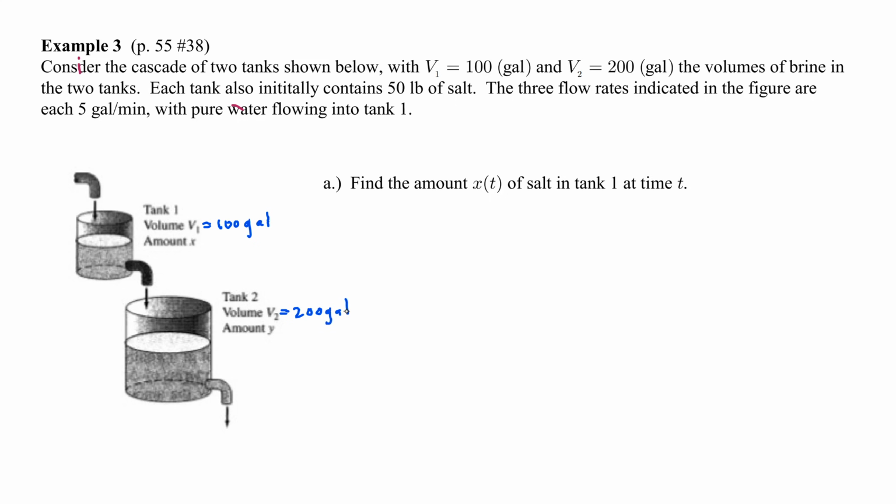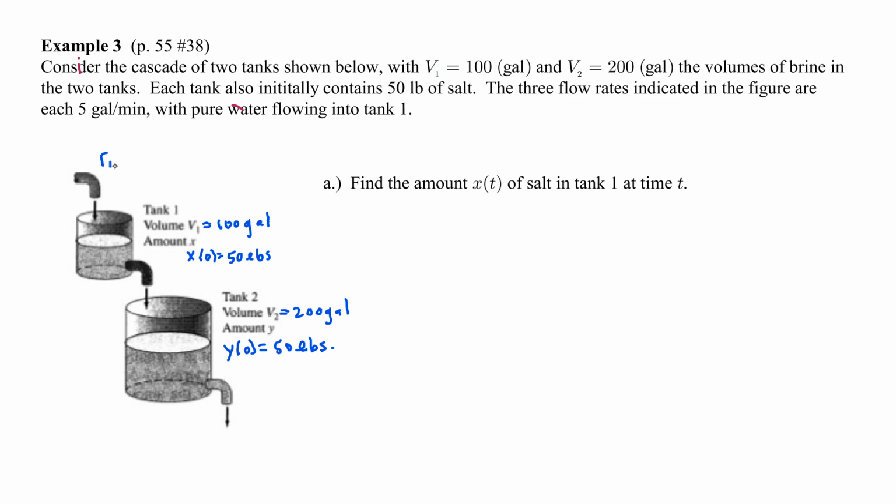The volumes of brine in the two tanks. Each tank also initially contains 50 pounds of salt. That's an initial condition. We can observe that x of 0 here is 50 pounds, and if y of t is the amount of salt in tank 2, y of 0 is also 50 pounds. The three flow rates indicated in the figure are each 5 gallons per minute.